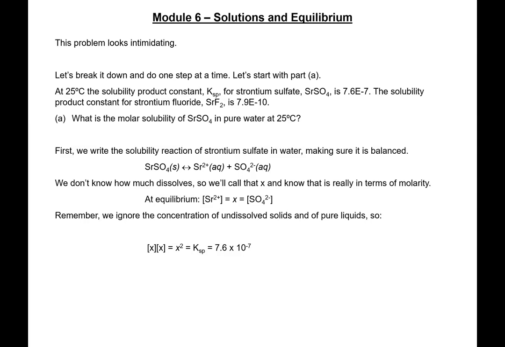But in this case, strontium and sulfate are both X, so I have X raised to the first times X raised to the first, or X squared. And we ignore undissolved solids, so I have nothing in the denominator. So I just have X squared is equal to 7.6 times 10 to the minus 7th. And I get 8.7 times 10 to the minus 4th moles per liter. And we're finished. That's the solubility of strontium sulfate at 25 degrees C. Pretty easy, actually. All right, let's do the second part.